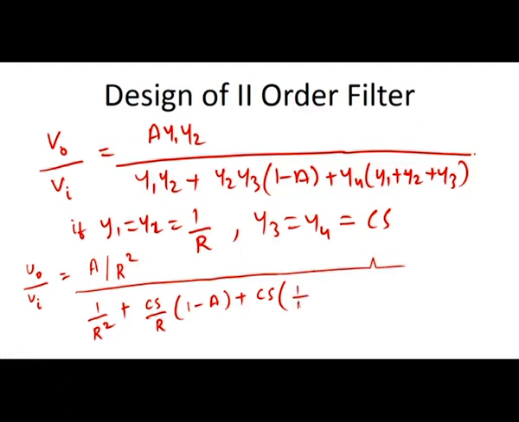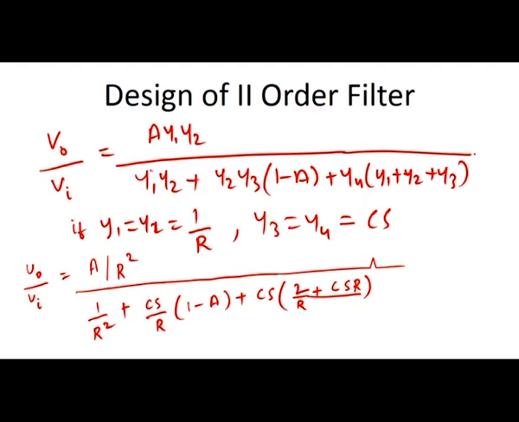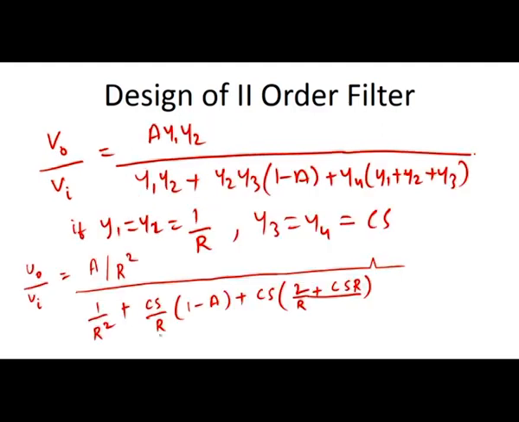y1 is 1 by R plus 1 by R, another 1 by R. So it is 2 by R plus y3 is sC. If you take LCM, it is sCR. So we want to cancel out this R square in both the denominator and the numerator. So I am taking 1 by R square as common. If I take 1 by R square common, I have to multiply R in the numerator of the second term.